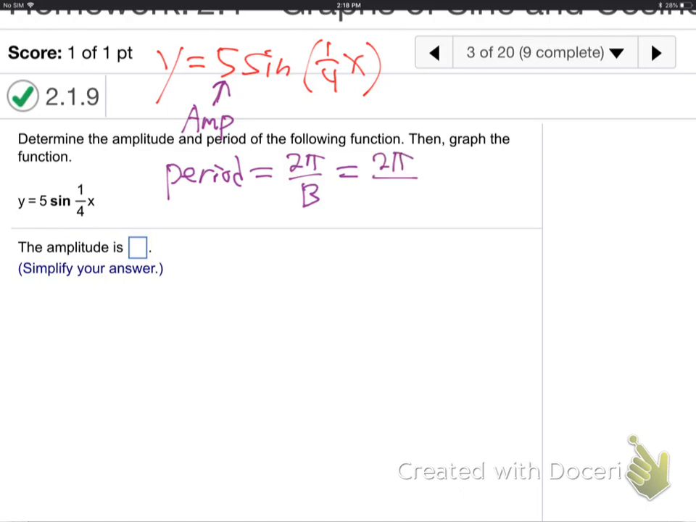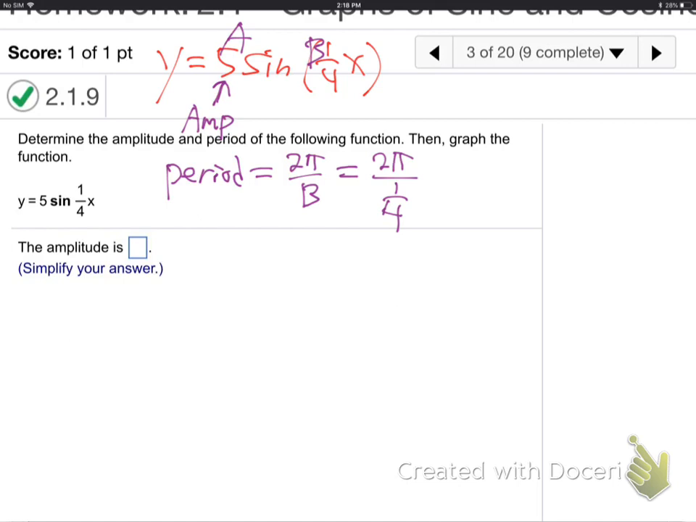2 pi over b. What's b? This is b, the number multiplied right next to x. Does it make sense what I'm saying? So a is the number in the very front of sine. b is the number multiplied next to x. So the b is 1/4. So I've got 2 pi over 1/4.